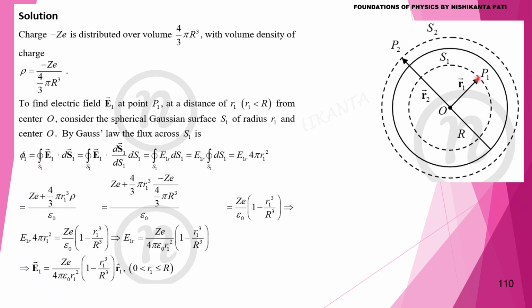For this P1 point, this is the r1 vector. The flux is enclosed charge by epsilon 0, the flux is E vector dot area vector. So it is E radial component into 4 pi r square. The flux is enclosed charge by epsilon 0. Enclosed charge is the nucleus charge plus this much negative charge.